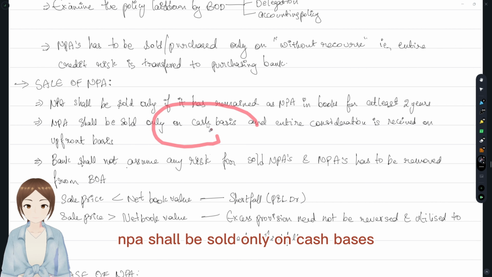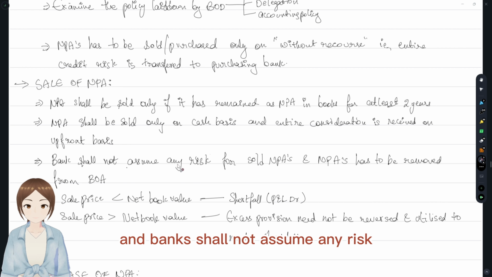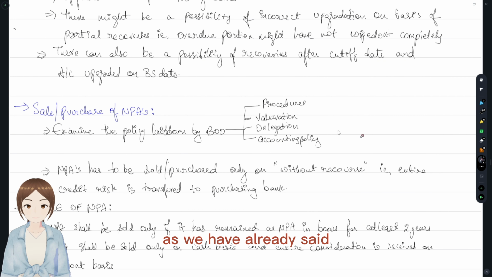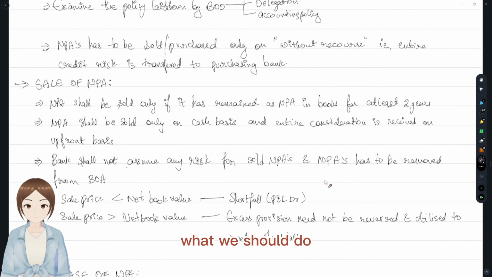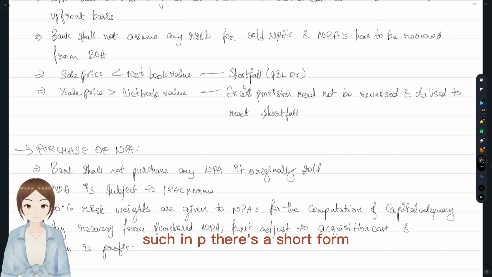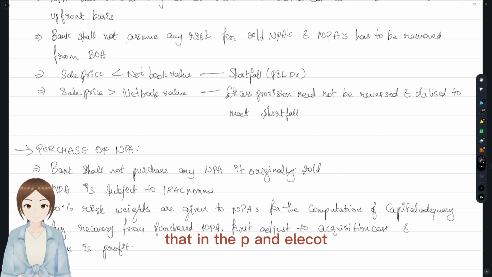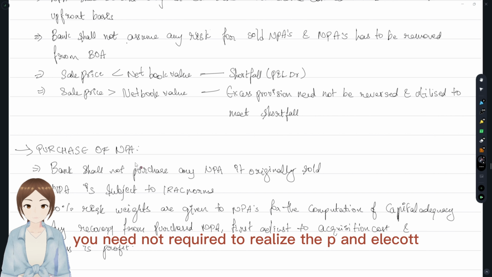NPA shall be sold only on cash basis, and the entire consideration is received on an upfront basis, not on credit basis. And the bank shall not assume any risk for sale of NPAs, and the NPA has to be removed from the books of accounts. As we say, without recourse, we should remove those from the books of accounts and assume no risk. If the sale price is less than the net book value of such NPA, there's a shortfall, so we'll debit that in the P&L account. If the sale price is more than the net book value, that is excess provision, it need not be reversed and can be utilized to meet the shortfall of the other NPAs. You need not credit that in the P&L account.